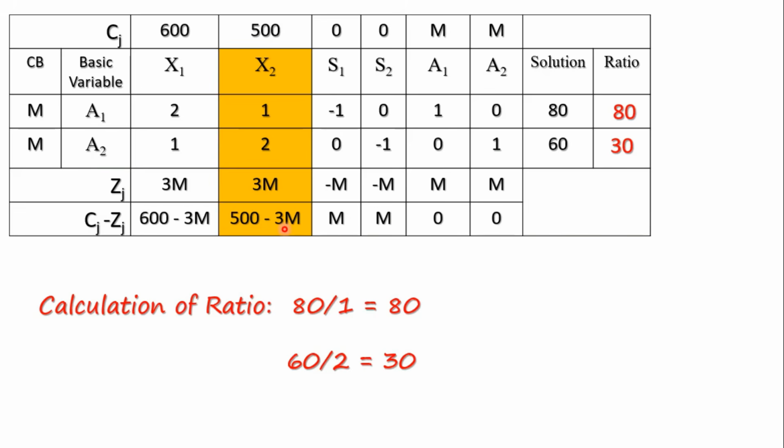Now once we get x2 as a basic variable, among a1 and a2, one variable needs to leave the table. To calculate this, we need to calculate the ratio. The ratios are calculated in this form. Take the column: 80 divided by 1 is 80, 60 divided by 2 is 30. So these are the ratios.